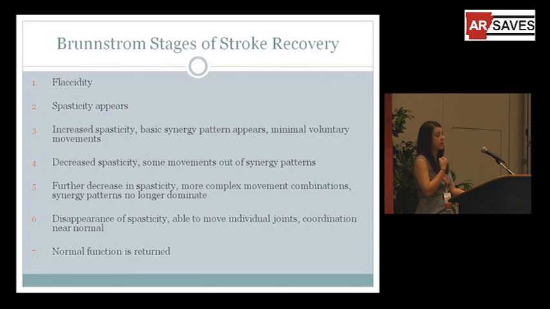And as the stages progress, the spasticity gets worse until they reach about the stage 4, which is usually when we get them in the rehab setting, where they can start coming out of those spastic patterns and breaking out of the spastic tone in their limbs to become more functional users of those limbs.